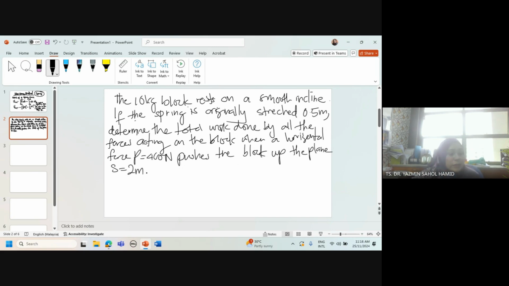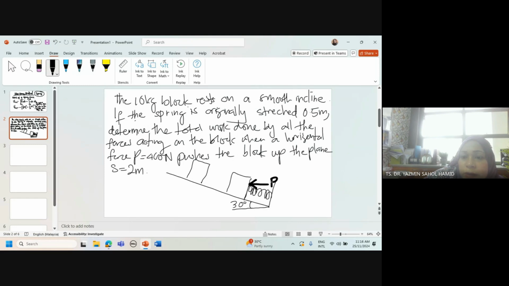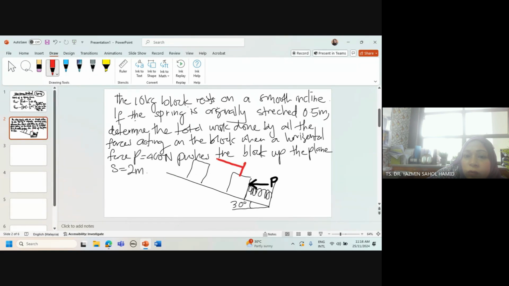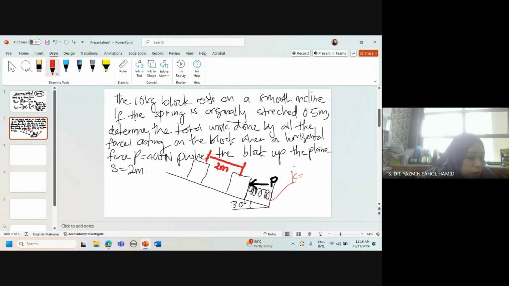So now draw this diagram. Let me draw the diagram. We have a surface like this with an angle of 30 degrees, and then we have a spring. This is the spring, and this is the 10 kilogram block. There is a spring and they also have a force P here. The distance from here to here is 2 meters. And this is the stiffness of the spring, k equals 30 newtons per meter.